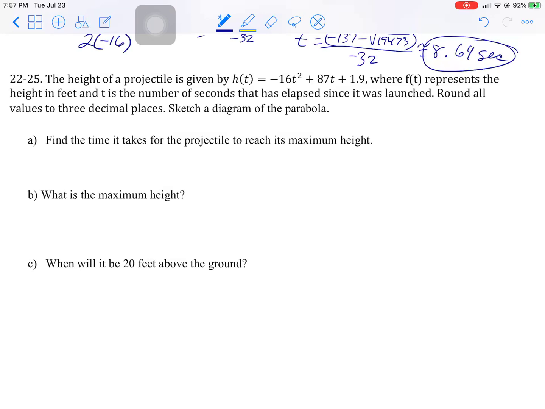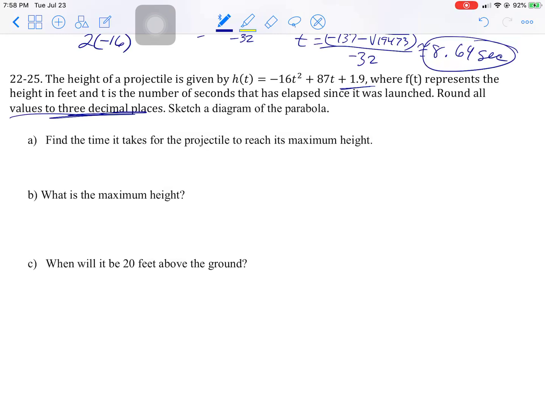All right, another projectile on this page. The height of the projectile is given by this equation. And it's launched, it's not quite on the ground when it's launched. It's a little under 2 feet off the ground when it's launched. And we're expecting decimals. And we want to sketch what this is going to look like.